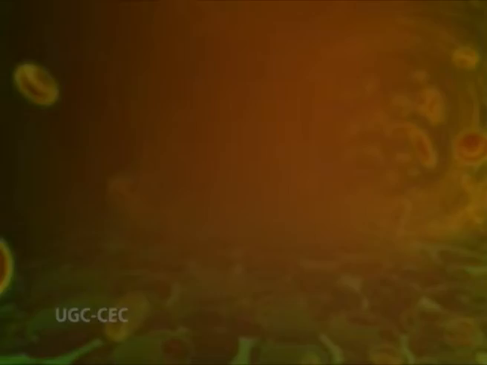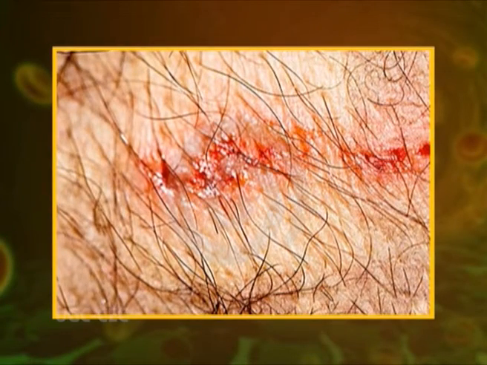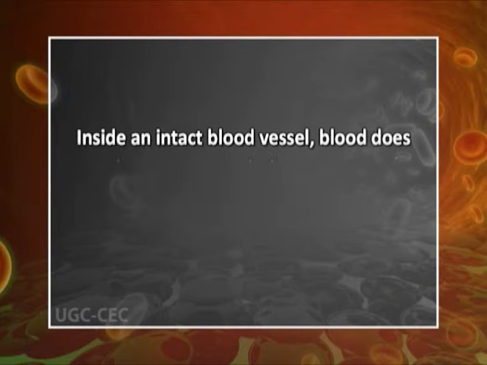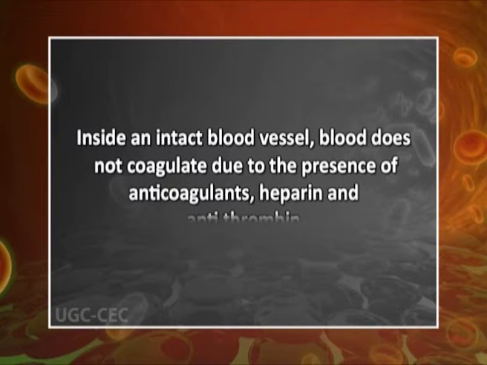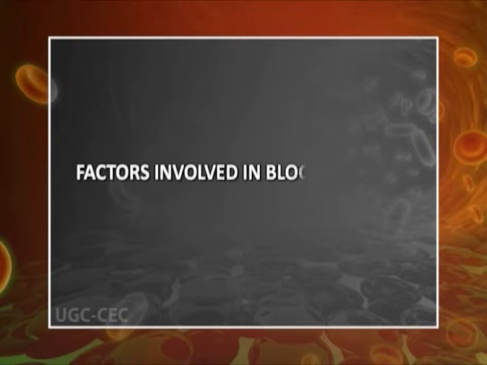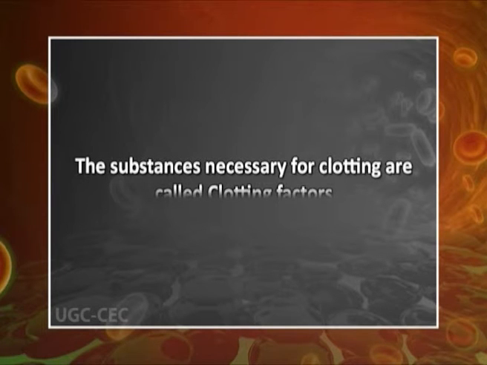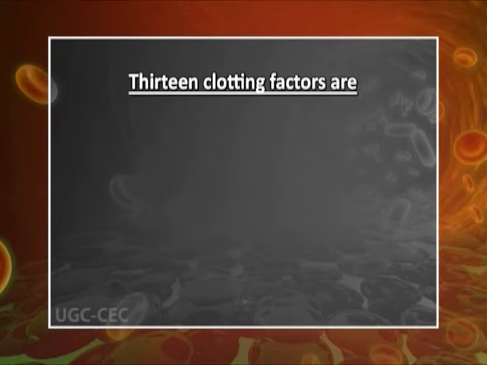Coagulation or clotting is the process in which blood loses its fluidity and becomes a jelly-like mass a few minutes after it is shed out or collected in a container. The process of clotting is initiated by platelets. Inside an intact blood vessel, the blood does not coagulate due to the presence of anticoagulants, heparin and antithrombin. There are different factors that are involved in blood clotting. Coagulation of blood occurs through a series of reactions due to the activation of a group of substances. The substances necessary for clotting are called clotting factors. There are 13 clotting factors that are involved in this process.